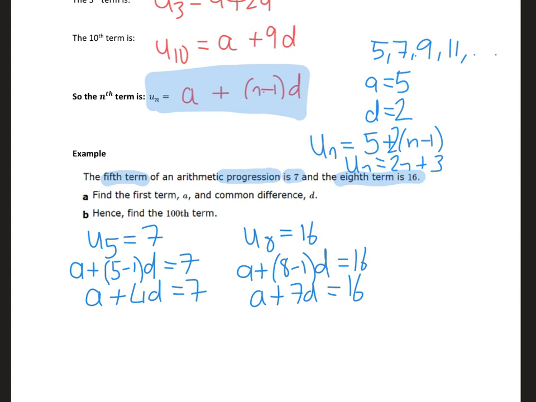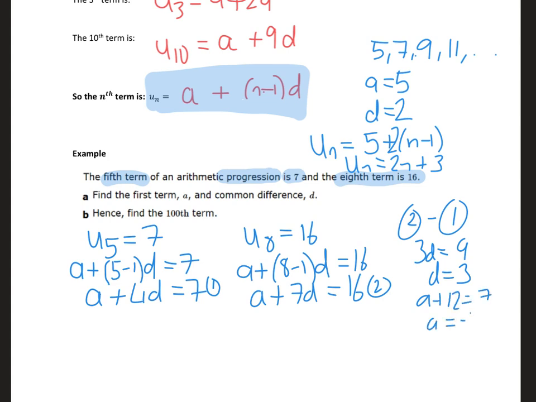So I've got 2 simultaneous equations, so I could solve them on my calculator. You can just take them away, so the a's cancel out very quickly. I think this one's quick enough just to take them away. So if I do equation 2 take away equation 1, I get 7d take away 4d is 3d, and 16 take away 7 is 9, so d is 3. And if I sub d back into the first one, I get a plus 12 is 7, so a is minus 5.